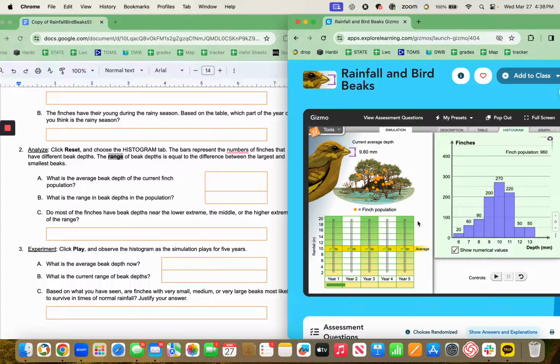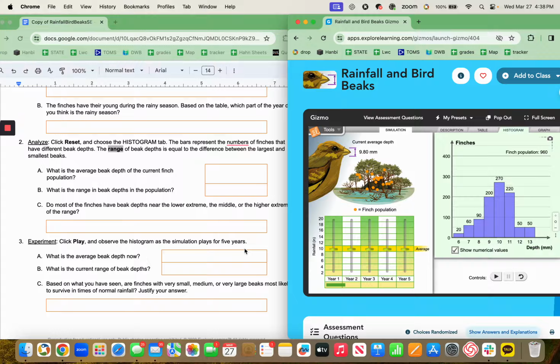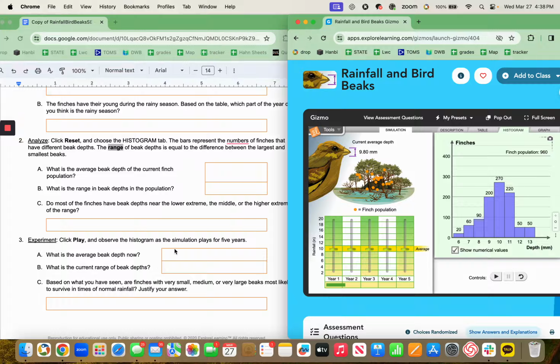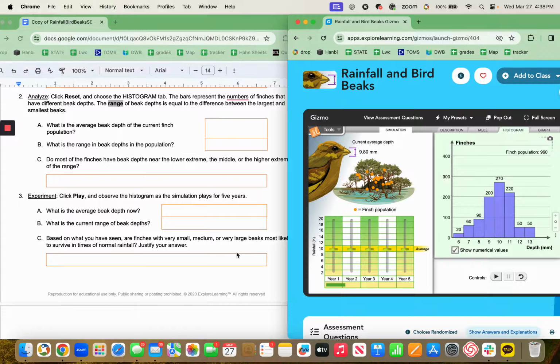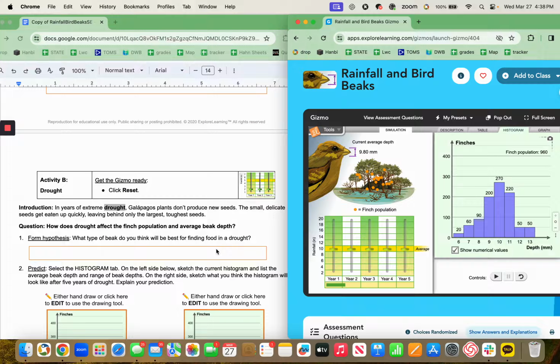And then you're going to answer these questions, and you're going to play it for 5 years, to see what happens to the average beak depth and what happens to the range. And what do you notice about the beaks? Are they very small? Are they medium? Are they very large?